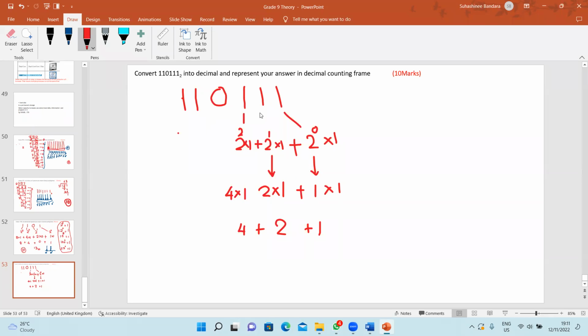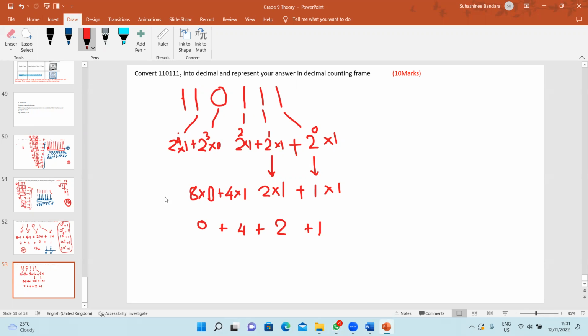This one, and this 2 to the power 3. 2 to the power 3 means 8. 8 multiplied by 1. This also should multiply by 0, not 1. And here multiply by 0. So the answer should be 0. Okay, 0 is there, so 0 we should multiply by 0. 2 to the power 4 multiplied by 1 should add with this one.